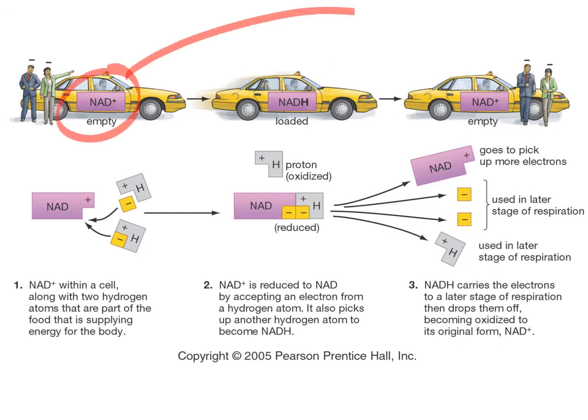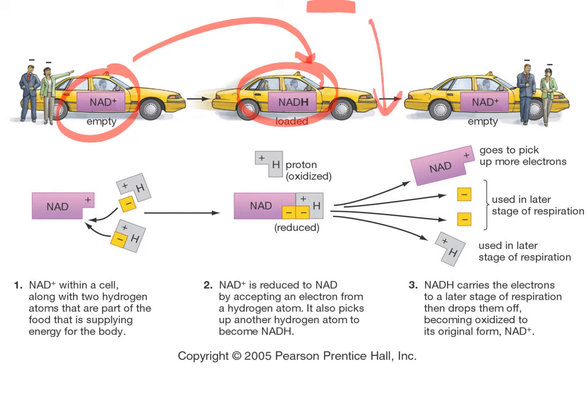NAD plus will pick up electrons and become NADH. This is the high energy version. It can then lose those electrons and become NAD plus again, letting go of those electrons. So electron carriers carry free energy when they have those electrons, and take a look at our neglect of hydrogen.